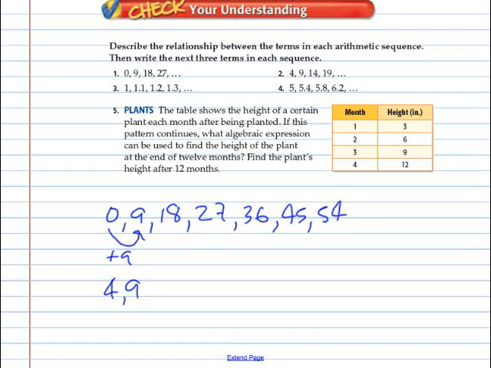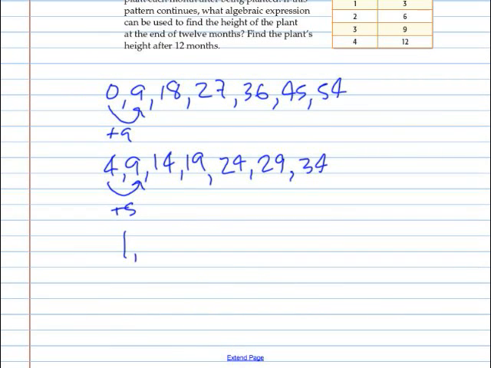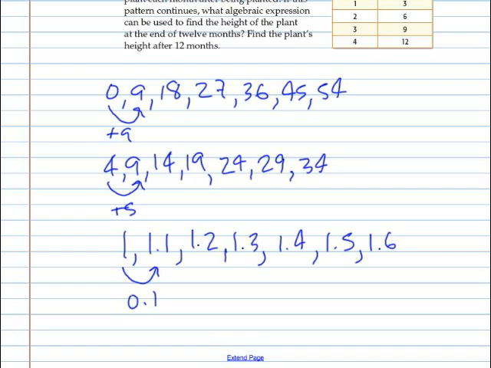In example 2, 4, 9, 14, 19, it appears that we're increasing here by 5. So 24, 29, 34. In example 3, we have 1, we have 1 and 1/10, we have 1 and 2/10. So it appears here we're increasing by 1/10. So our next 3 terms would be 1.4, 1 and 4/10, 1.5, 1 and 5/10, 1.6, 1 and 6/10.